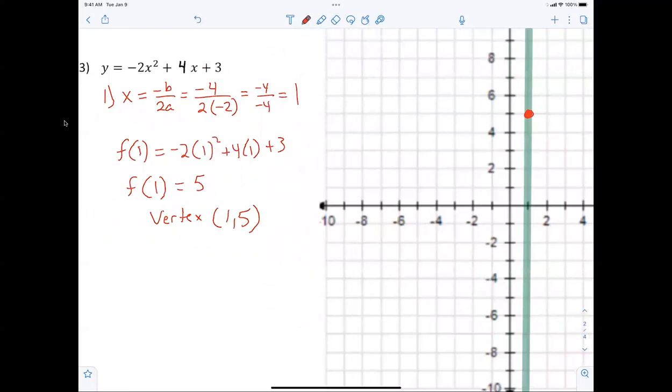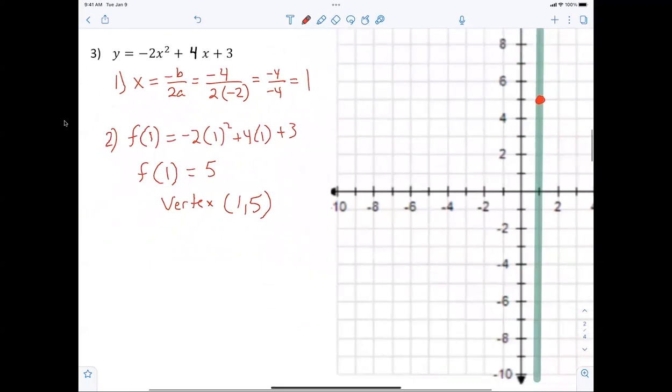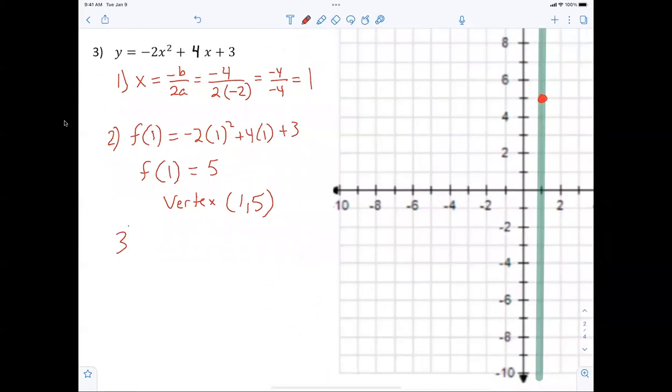So I'm finding the vertex. Now I need the y-intercept. What's the y-intercept? And what's c in this case? 3. Everybody's now graphing the point (0, 3). Now, because (0, 3) is on the graph, what else is on the graph? (2, 3). How am I getting that? I'm using the axis of symmetry. Does everybody agree with that?